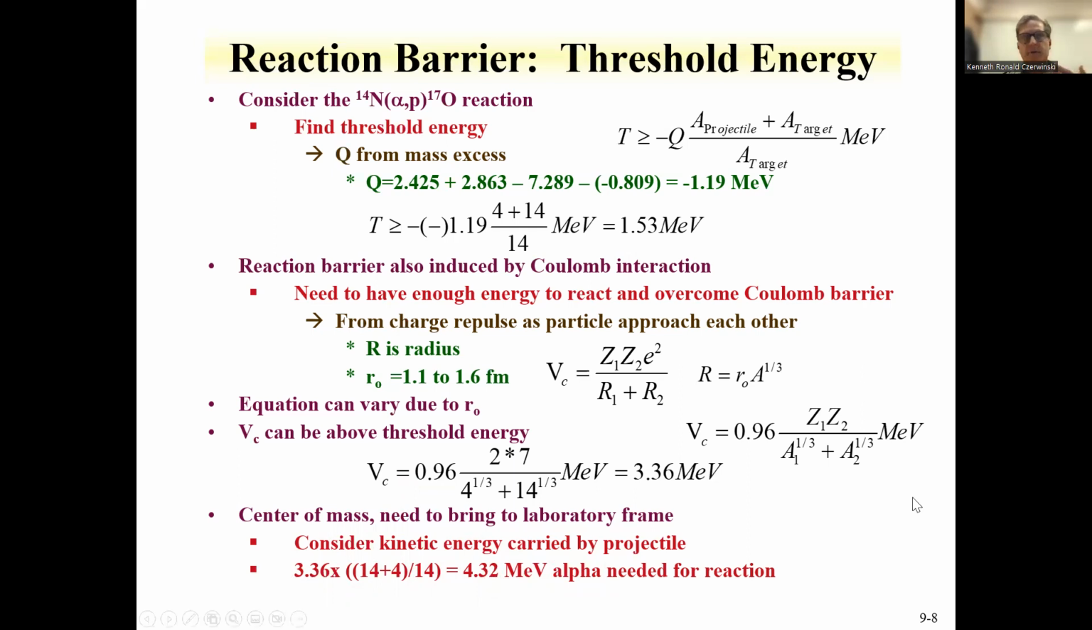And it's not necessarily that the Coulomb barrier is always going to be greater than the threshold energy, but you need to do all these calculations before you would say what energy we should put from the accelerator onto a target.